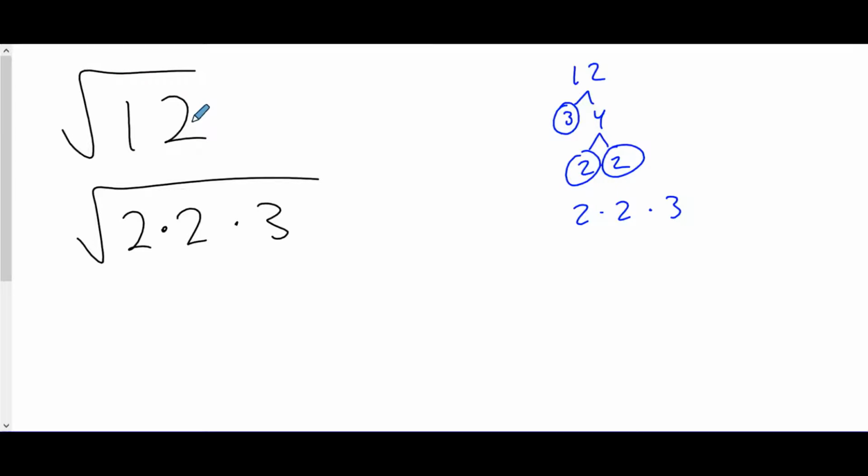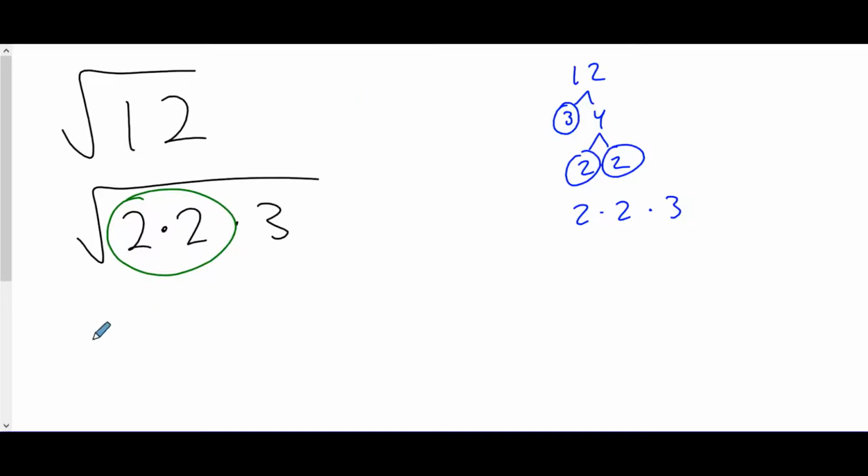So how do I get something that I can take the square root of? Well, I know I can take the square root of a number if something times itself is that value. And I see here that I have two 2's. So 2 times 2. I can take the square root of that then, because 2 times 2 is 4. The square root of 4 would be 2.